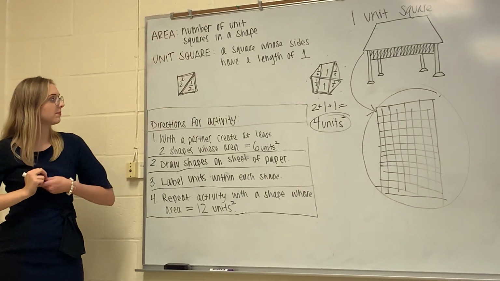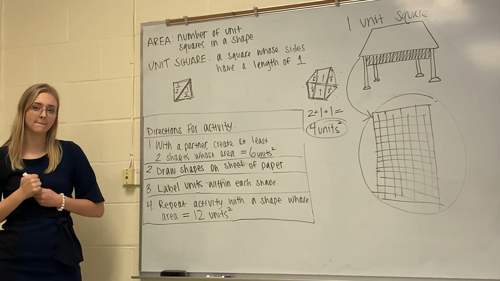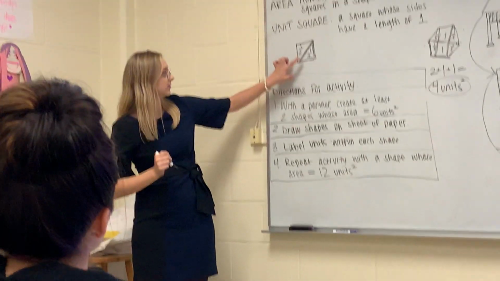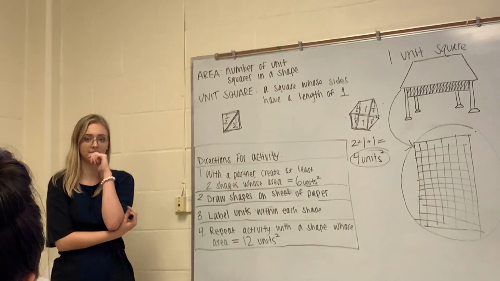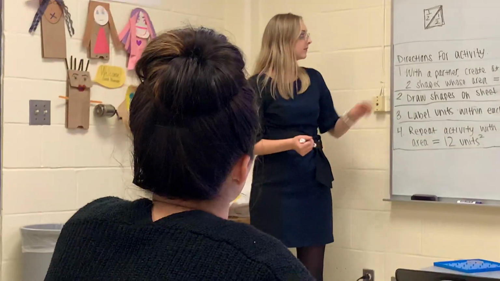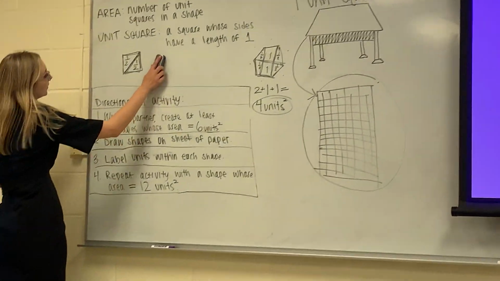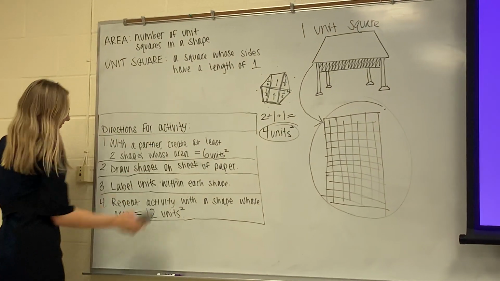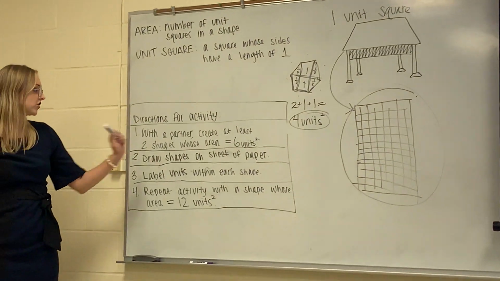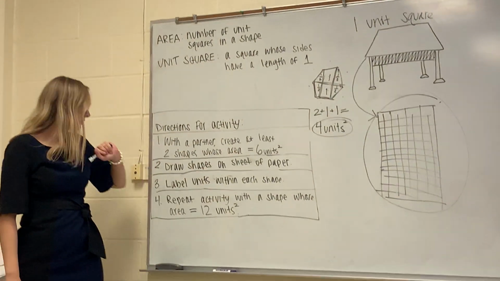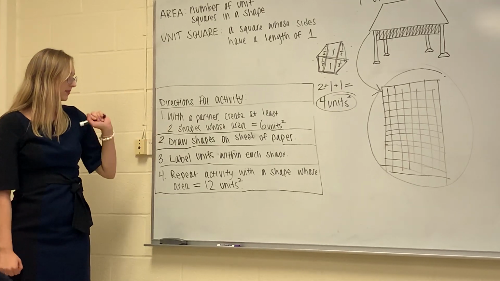Can someone tell me why I put those numbers in there? Ashley, why did I put these numbers in here? Because you split it in half, so that would be 1/2 and 1/2. Exactly. So once again, you're going to create 2 shapes with area 6. You're going to draw the shapes on a sheet of paper. You're going to label the units.